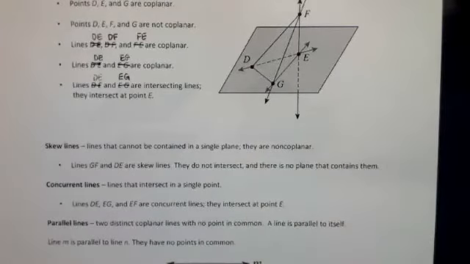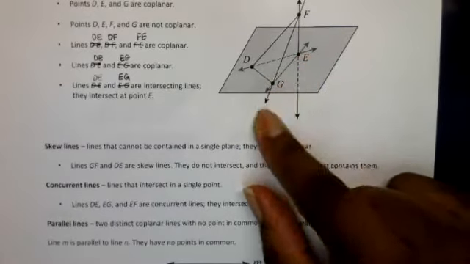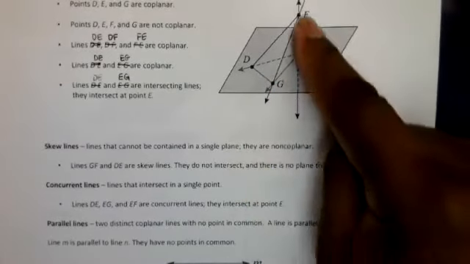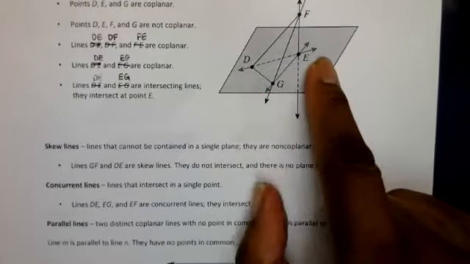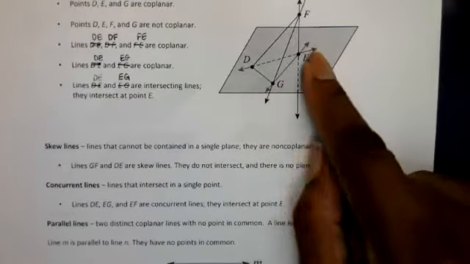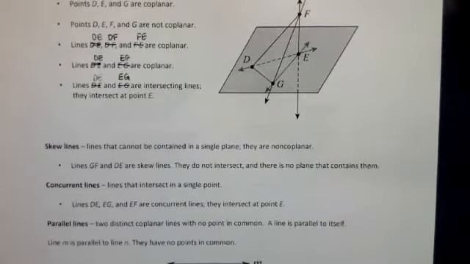Our next definition is concurrent lines. Those are lines that intersect in a single point. So lines DE, EG, and EF. Those are concurrent lines because DE, EG, and EF, those three lines intersect at a point called E. The point of intersection is point E.